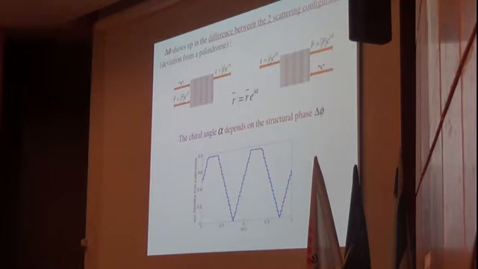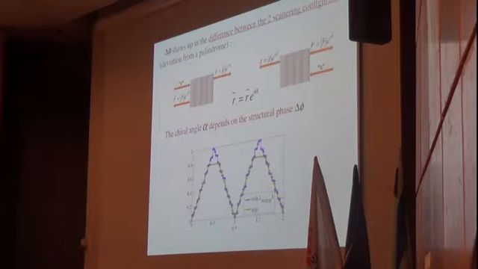Because if the structure is palindromic, then this phase will be 0. But if the structure is not palindromic, the phase will not be 0. And indeed, this is the palindromic cycle that we saw before. And if now you look at this phase as a function of phi, you see that indeed it follows this palindromic cycle.